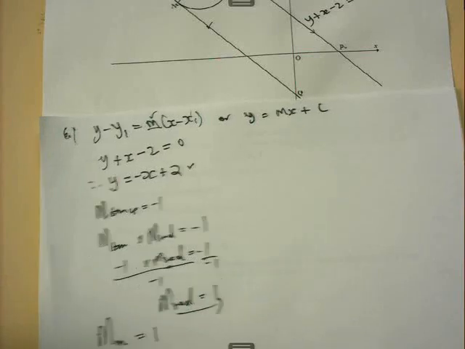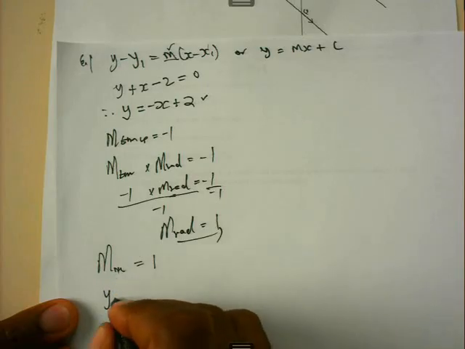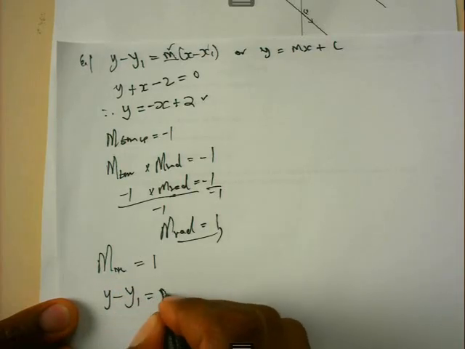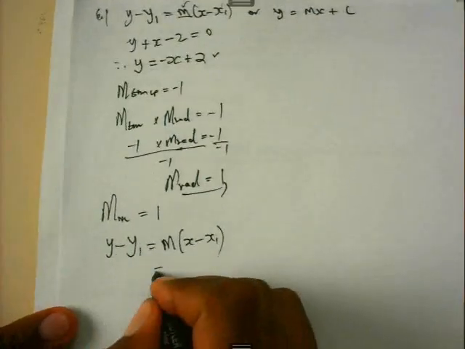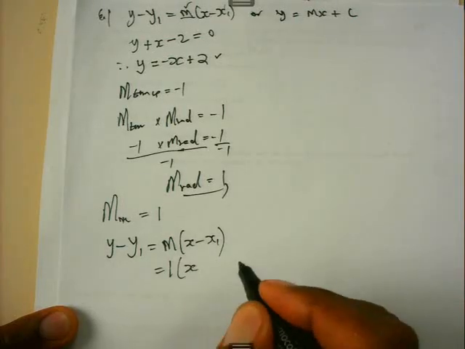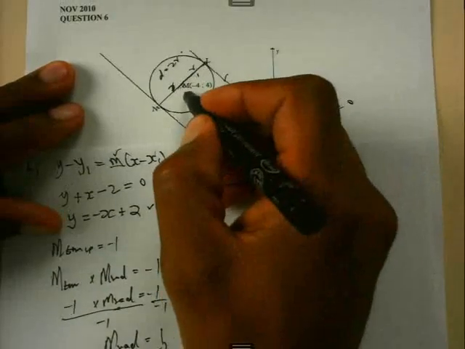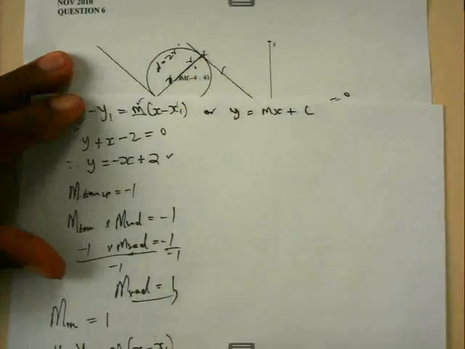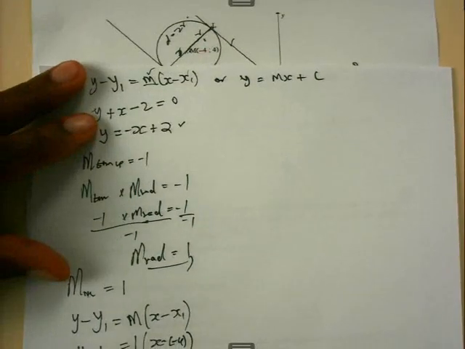Now I have the gradient, so I can say, therefore, here we have y minus y1 is equals to m into x minus x1, right? And then from here we say, what is the gradient? The gradient is 1. What is x1? Of course, we will have to use the point M, which is our center, whereby x there is a -4, then it will be -4 here. And the same applies, y1 is what? It's a +4.